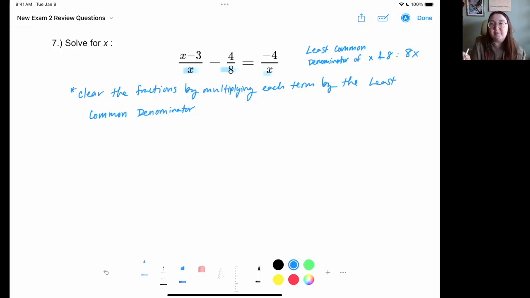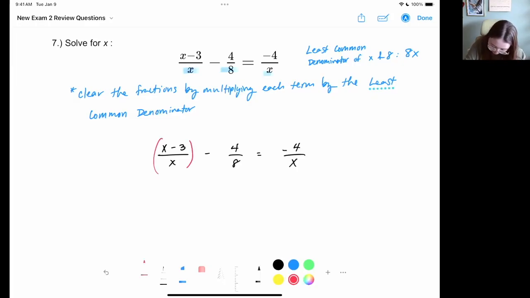So we're going to clear the fractions by multiplying every one of our terms by 8x. So we've got (x minus 3) divided by x, 4 over 8, and negative 4 over x. So every one of these terms is going to be multiplied by 8x. Now, they're all fractions, and we're multiplying by a whole term. So 8x is really the same thing as saying 8x over 1.